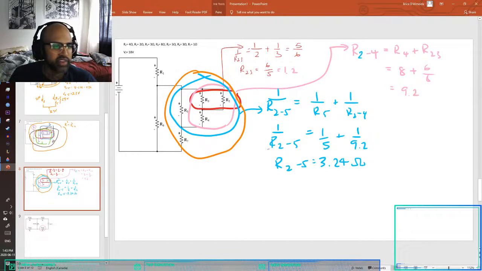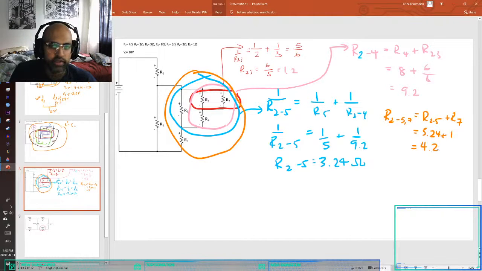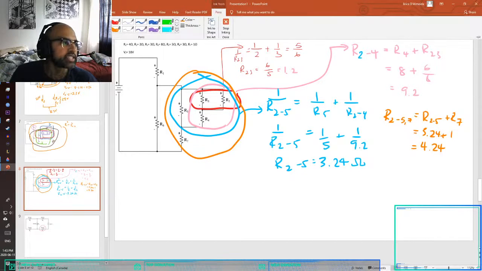How do I do that? That's annoying. R2 to 5 comma 7 is equal to R2 to 5, which we just calculated, plus R7. So 3.24 plus resistor number 7, which is 1. Very convenient. So the total resistance of all the orange is 4.24. Yay. Okay, now we will combine that with the parallel resistor of R6.